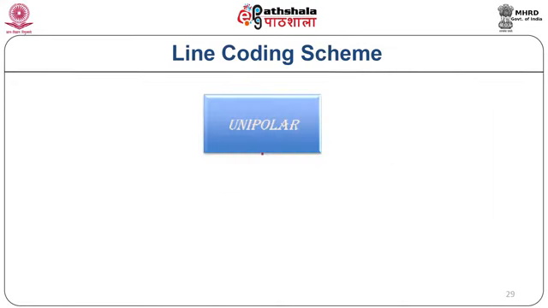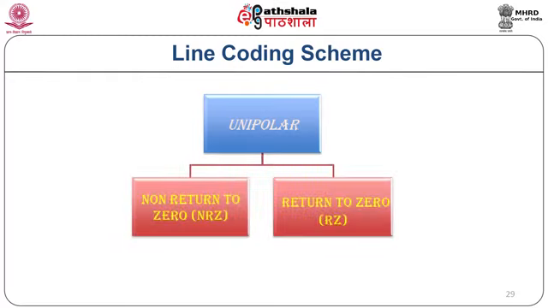As shown in the figure, unipolar line coding can be classified into two major types. The first one is non-return to zero, or NRZ. Here in NRZ coding, the level of the signal pulse is maintained constant during the entire bit interval.